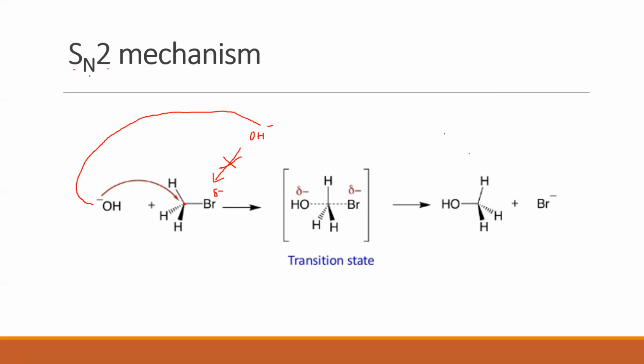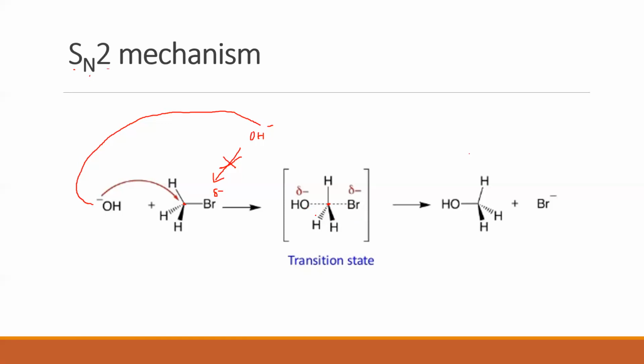What do you see? You can see that there are partial bonds here. Can you see partial bonds? Yes. Between who and whom are the partial bonds? There are partial bonds between carbon and halogen. There are partial bonds between carbon and nucleophile.